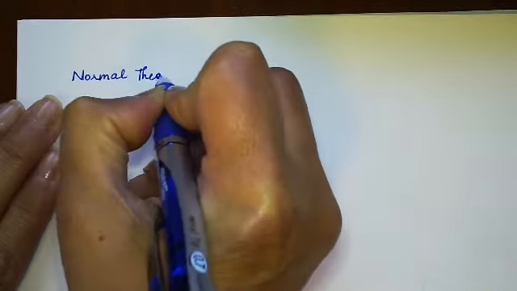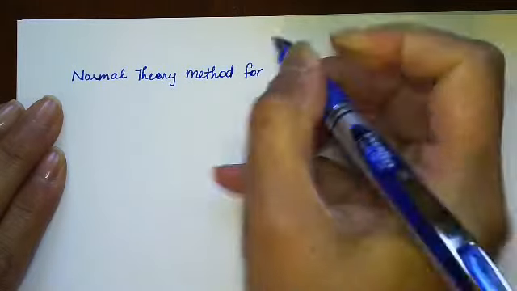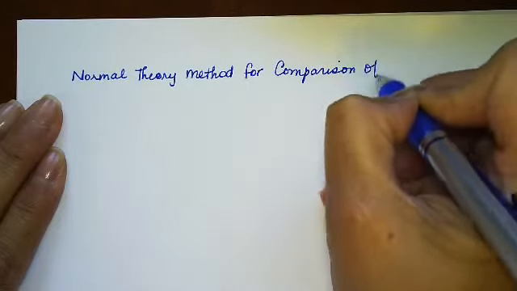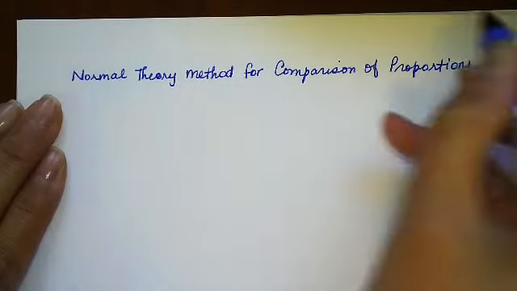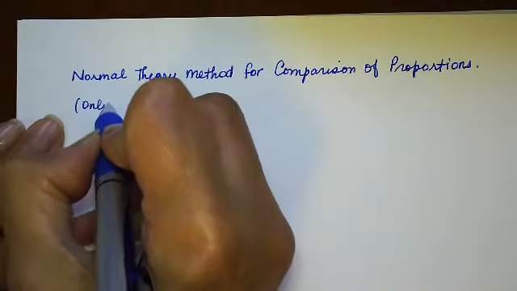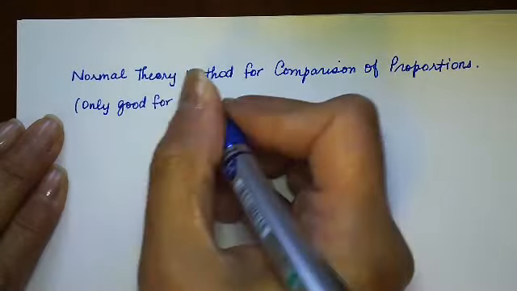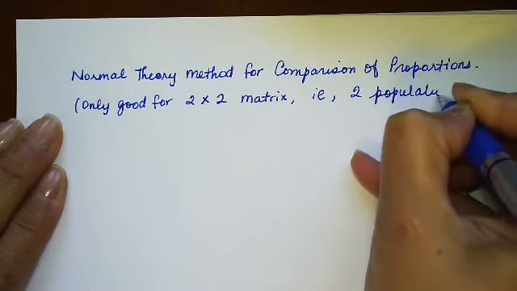So let's begin. Normal theory method for comparison of proportions. It's only good for 2 by 2 matrix, i.e. you have 2 populations.